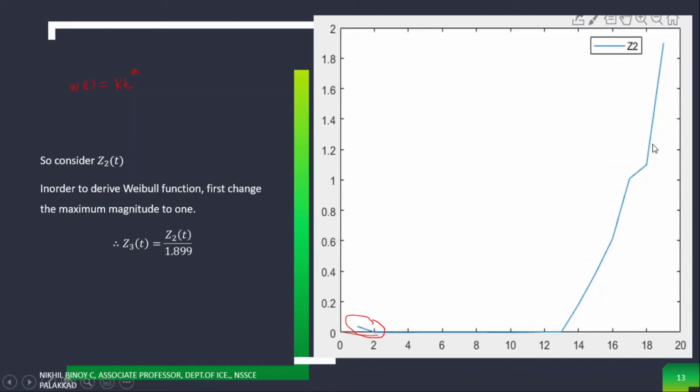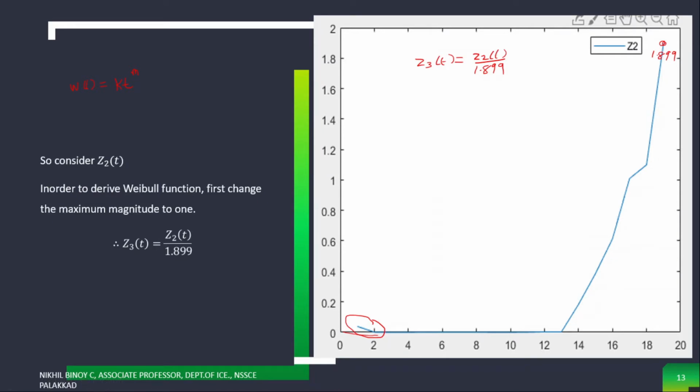So that I am going to do. First consider the magnitude. The largest magnitude is 1.899. So what I am going to do? I am going to divide this Z2 of t by 1.899. We can write it as Z3 of t. So what will happen? The maximum magnitude will be 1.